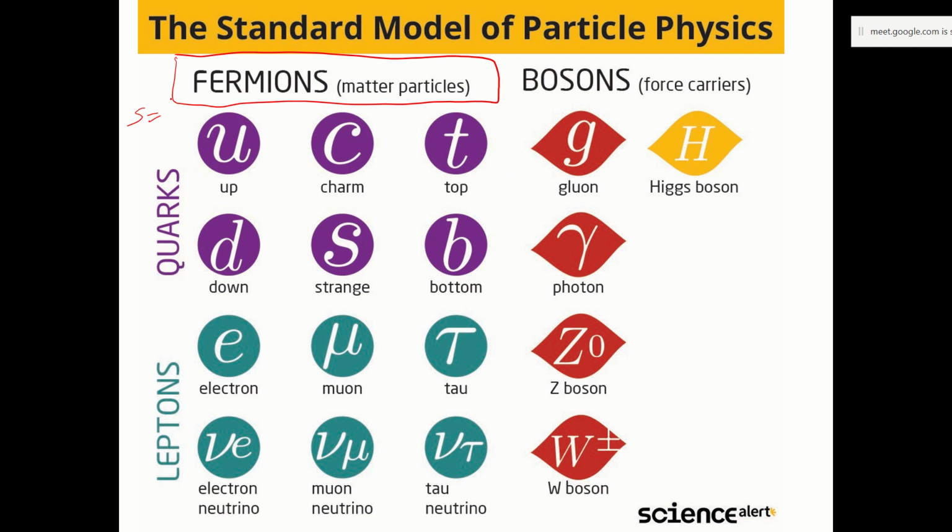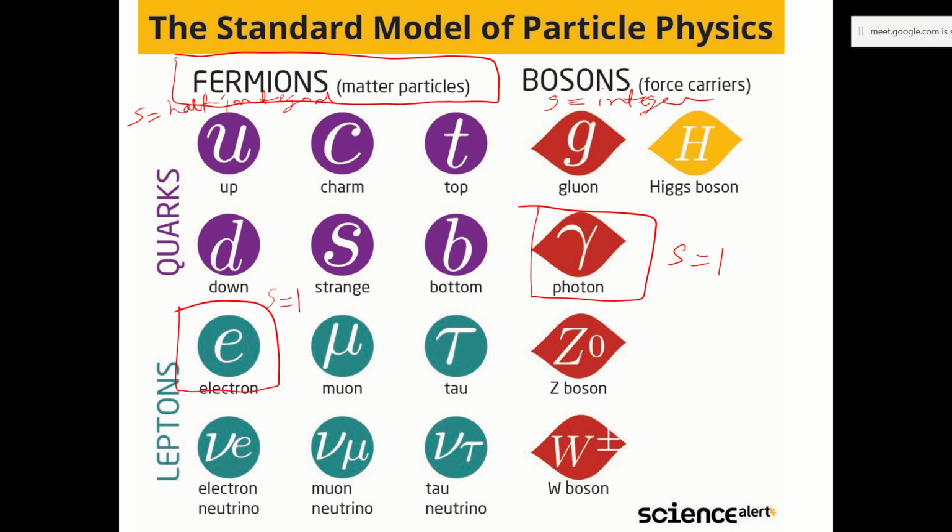half integral, or here the S is integer. So what we are concerned with, हमारे काम के लिए जो जरूरत है, photon, here S is equal to 1, and what we are concerned with here, electron, where S is equal to 1 by 2, half, right? So these are the fermions, and bosons are important.